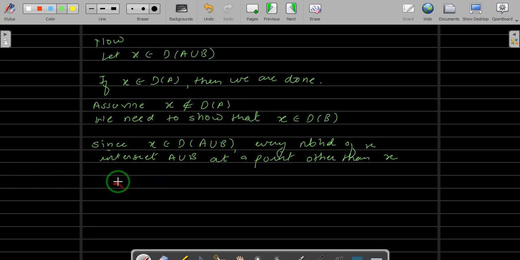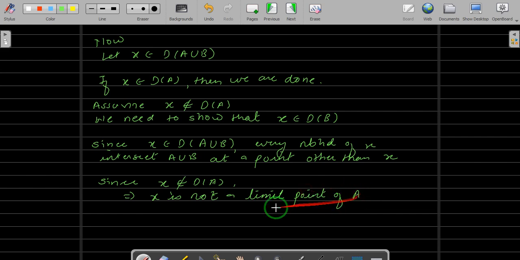Okay, now since X does not belong to derived set of A, this is what we have assumed, X does not belong to derived set of A. This implies X is not a limit point of A.